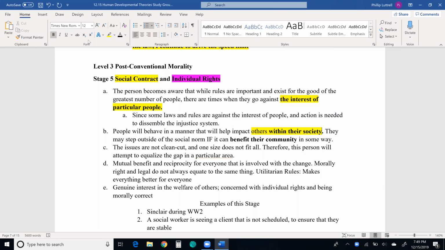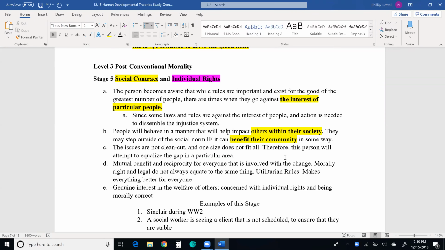It's not everybody in the world, it's people that they can directly interact with. So they may step outside of the social norm if it could benefit their community. If it is going to benefit the greatest number of people in their community or their surrounding area in some way, they are going to do actions to bridge that gap for people. So the issues are not always clean cut within the social system or social work or society in general, and it's not one size fits all.